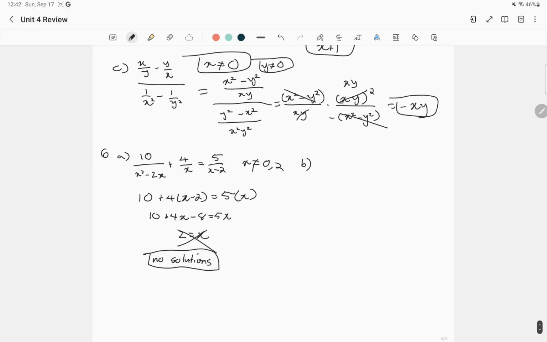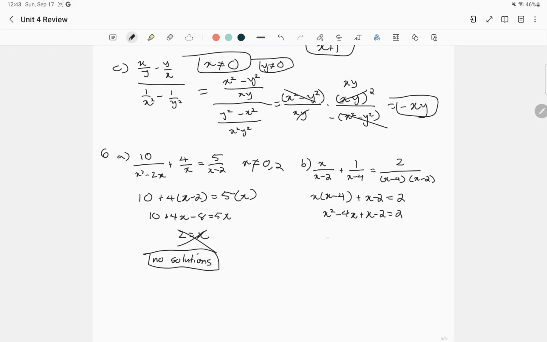Alright, moving on, number B, or section B. X over x minus 2 plus 1 over x minus 4 equals 2 over this whole polynomial of x squared minus 6x plus 8. And it's important to note that this factors into x minus 4, x minus 2. So we multiply everything by this on the bottom. We're going to get x times x minus 4 plus x minus 2, because it multiplies to the 1, equals 2. Expand it out, x squared minus 4x plus x minus 2 equals 2.